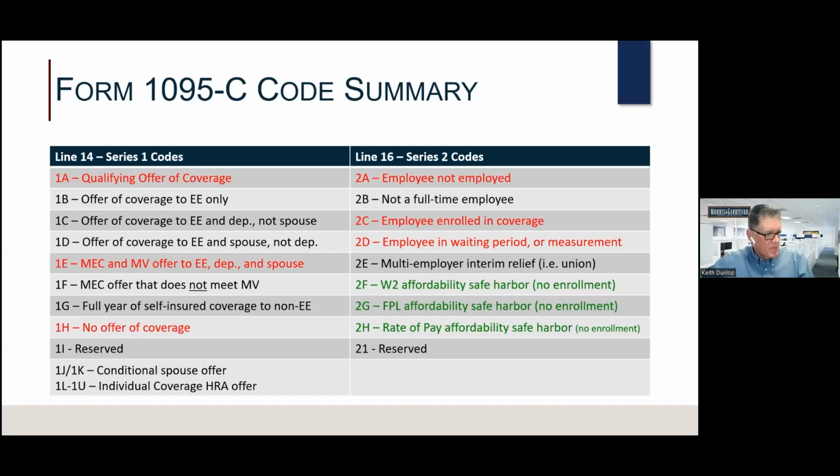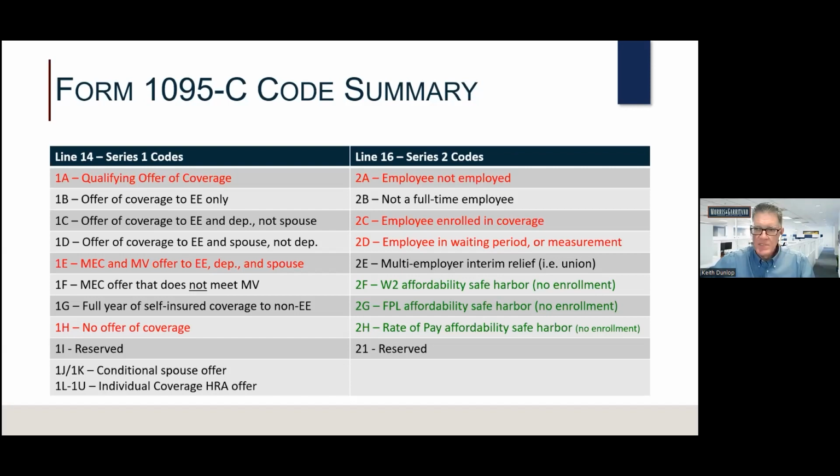So for example, let's talk about 1H, no offer of coverage. 1H could be easily paired with 2A. You're not going to make an offer of coverage to somebody who is not employed by you. However, if I see 1H paired with, say, 2C on a form, I'd have to ask some questions about that, because how can you have no offer of coverage to an employee who's enrolled in coverage? That makes no sense. Those two things can't both be true.